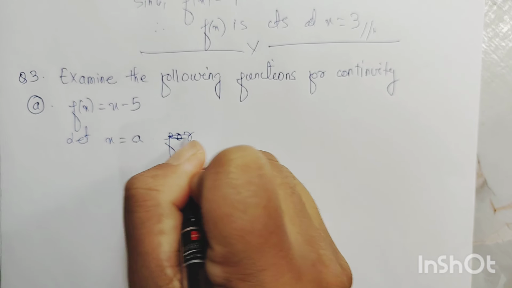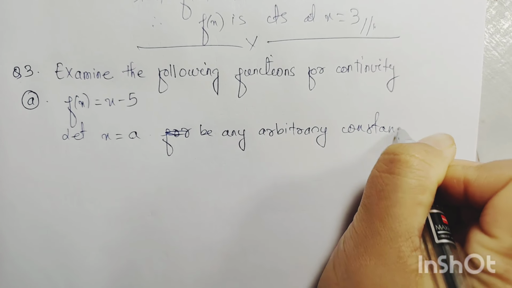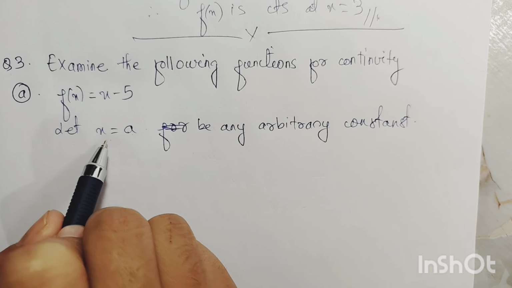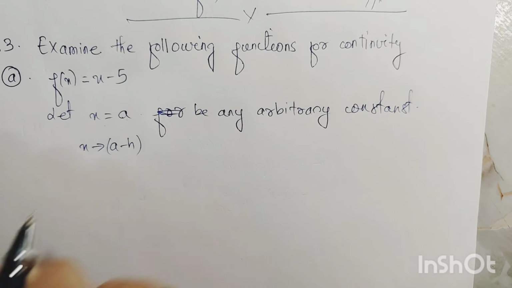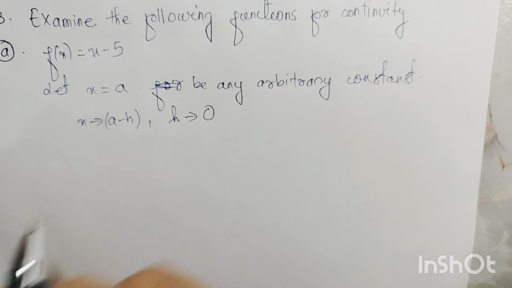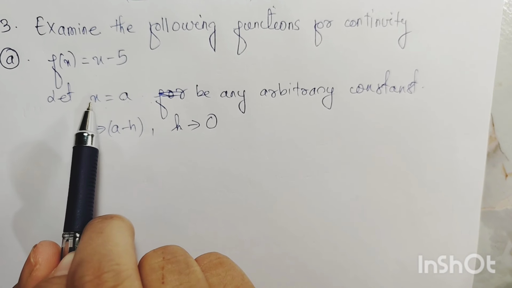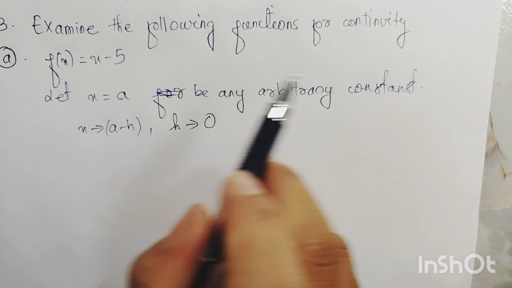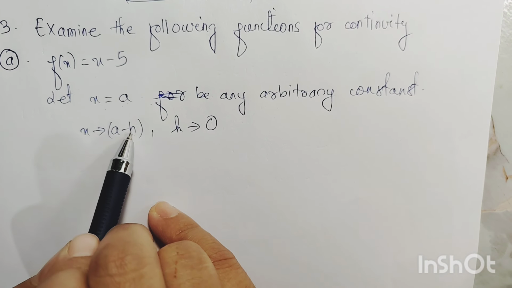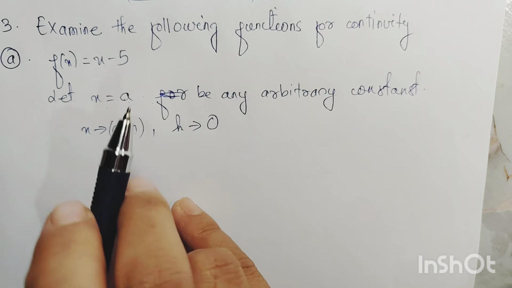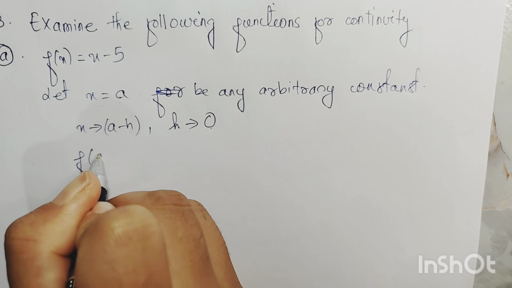For B, any arbitrary constant. Let x equals a. Then the limit of x tending to a minus h, where h tends to 0, is considered. Here x is any arbitrary constant a, and x is taken as a minus h, where h is infinitely small, so h tending to 0 gives the limit.